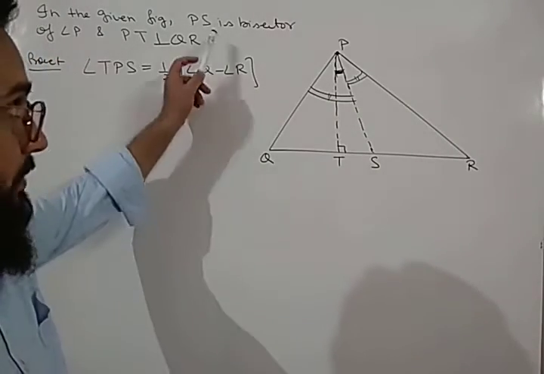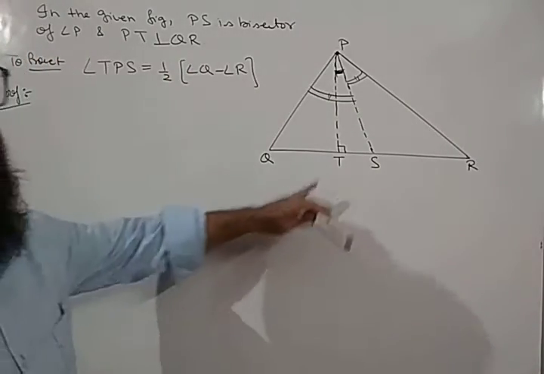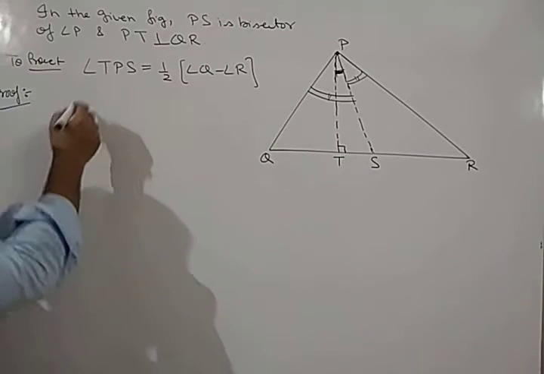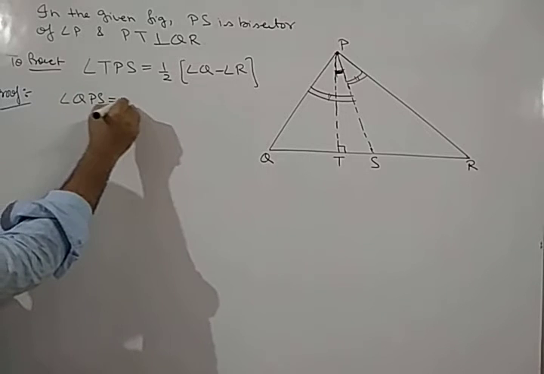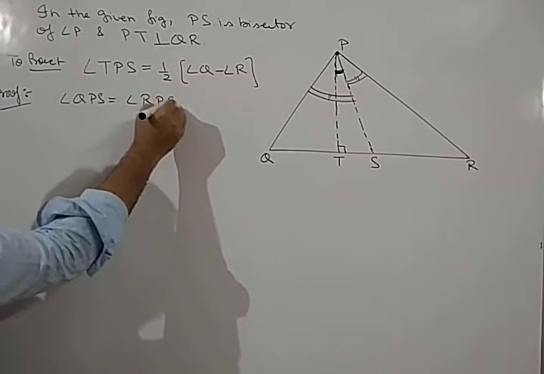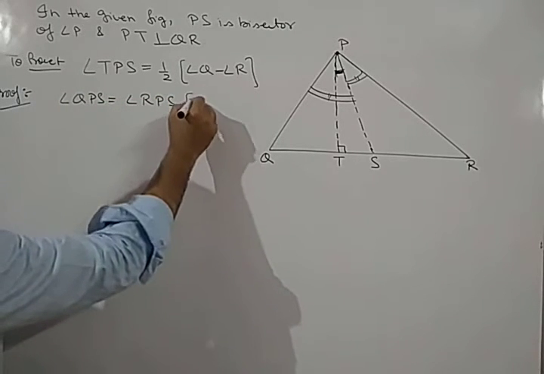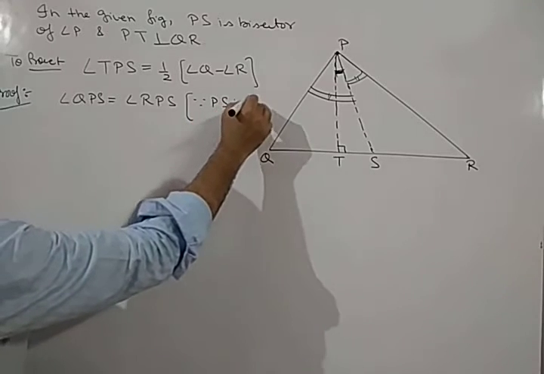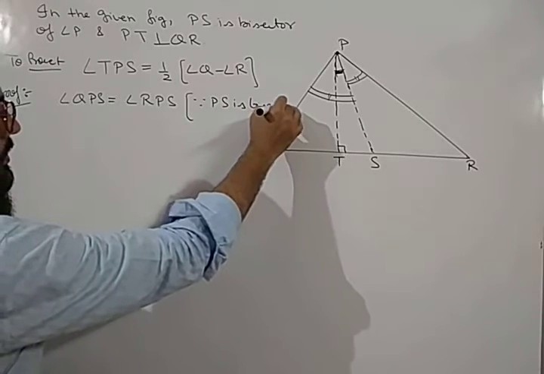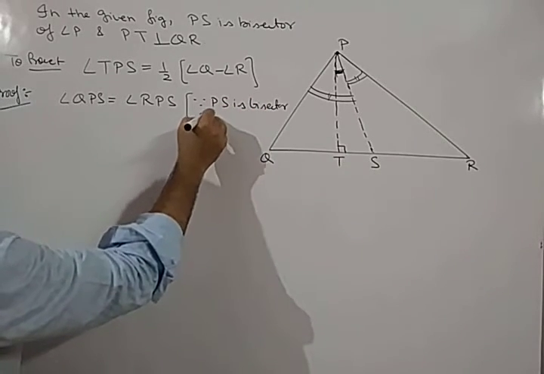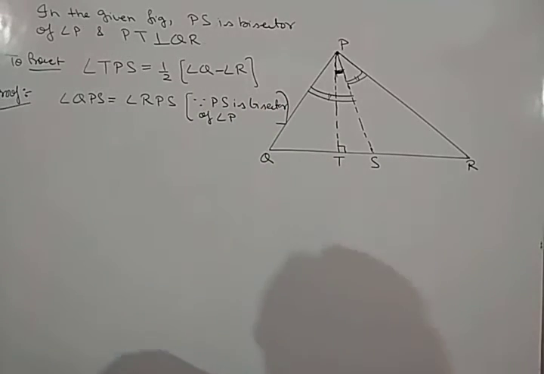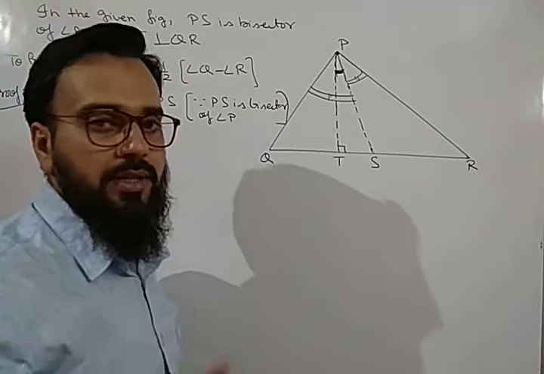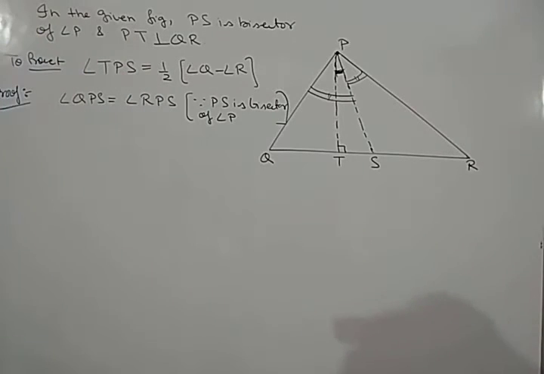So first, what is given, we have to write in the form of a mathematical equation. It will be angle QPS is equal to angle RPS, since PS is the bisector of angle P. So first we have written this statement, angle QPS is equal to angle RPS. Okay. Now what next can we do?